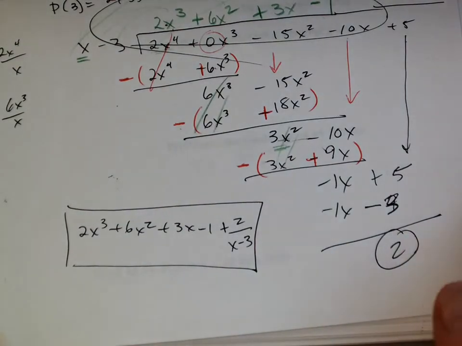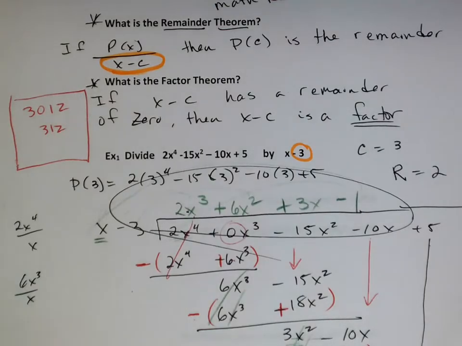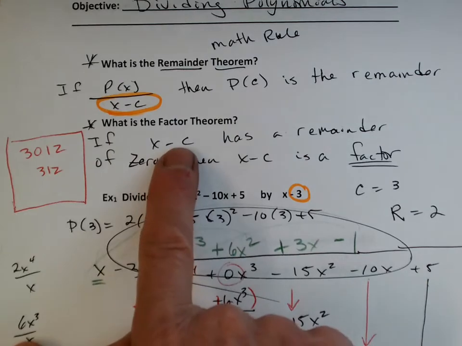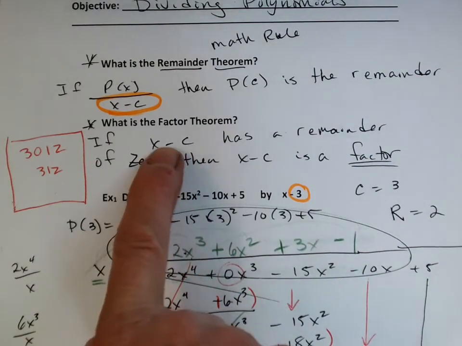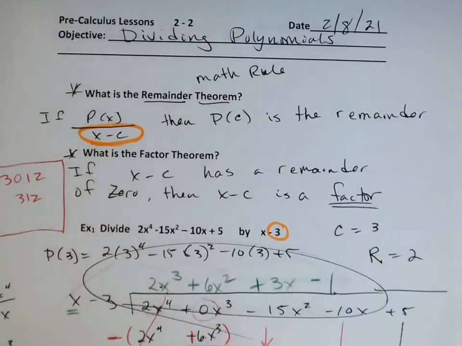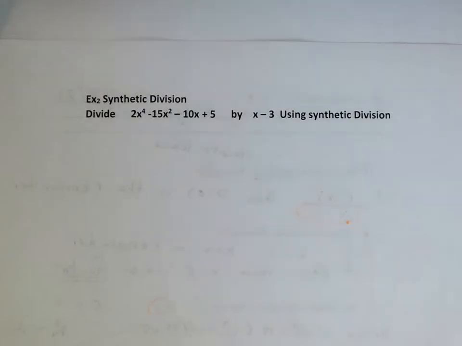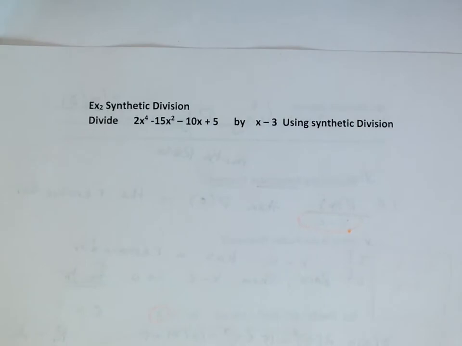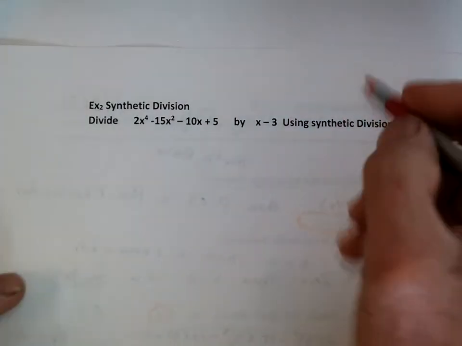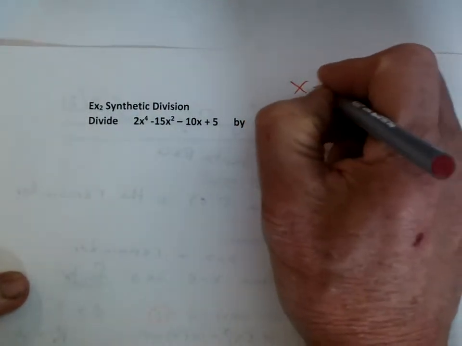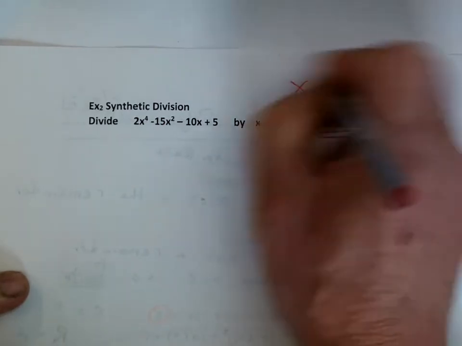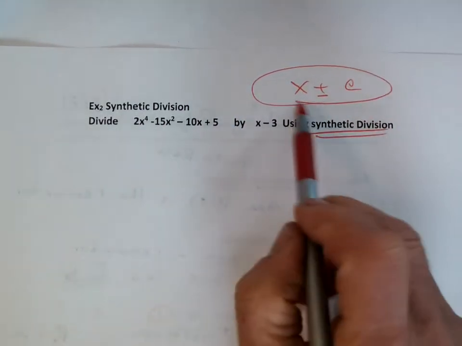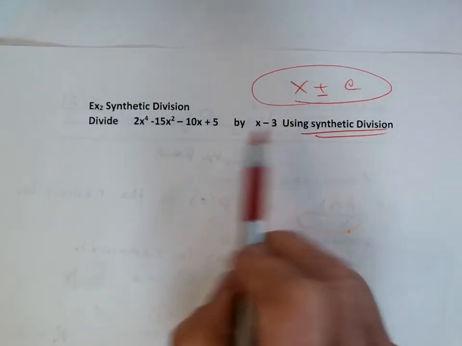Now, here's the deal. There's an easy way to do this, and I'm going to show that to you in just a moment, okay? The trick I'm going to show you only works if it's x plus or minus some number, okay? So turn the page. We did this last year, but of course nobody remembers anything from last year, okay? Synthetic division is so much easier, but it only works if it's x plus or minus some number. Only works if it's just a regular x. In this case it is, x minus 3, okay?